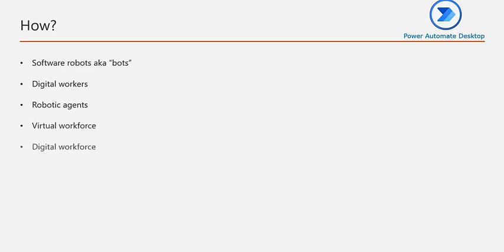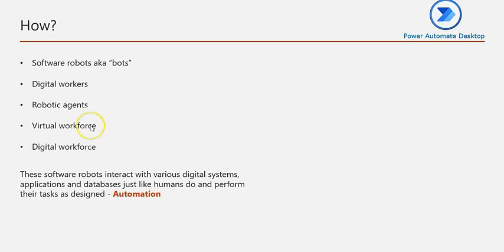Now, how is this automation done? This is done with the help of software robots, also known as bots. They are not hardware robots. Different terminologies used are digital workers or robotic agents, virtual workforce, digital workforce, and so on.